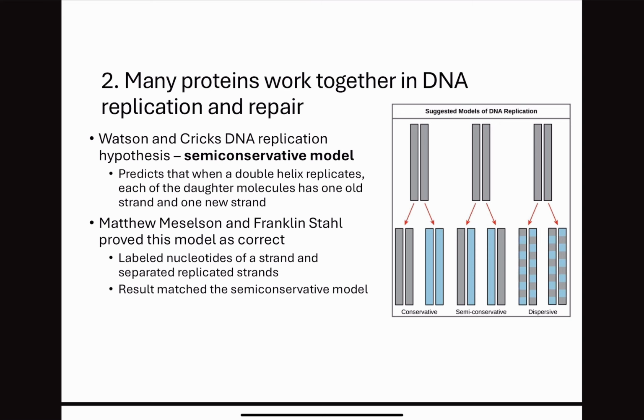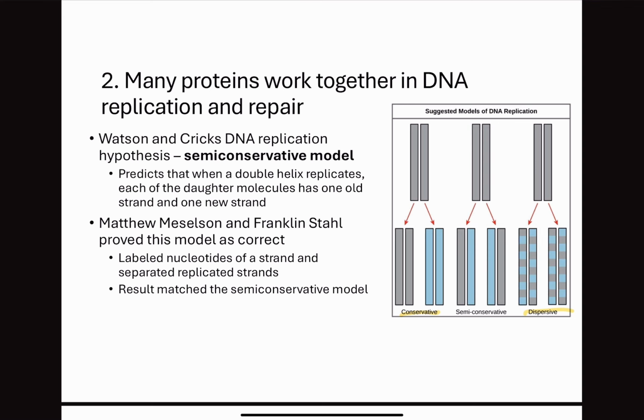So Watson and Crick hypothesized a semiconservative model for DNA replication. What that predicted was that when a double helix replicated, each of the daughter molecules has one old strand and one newly made strand. At the same time, there were two other competing models. There was a conservative model in which the two parental strands came back together after the process, and then there was a dispersive model, the idea that all four strands of DNA following replication had a mix of old and new.